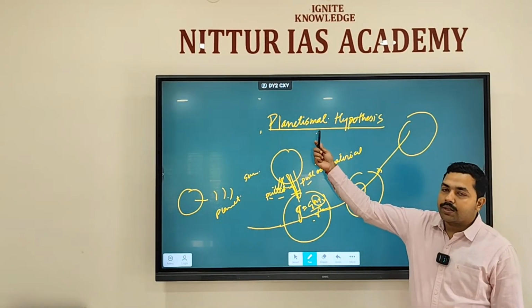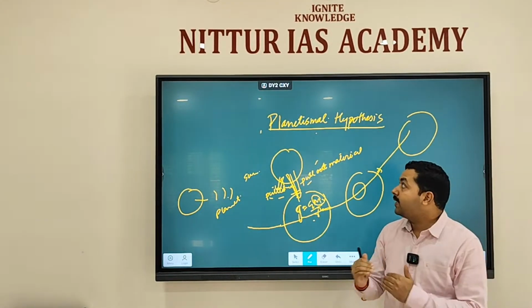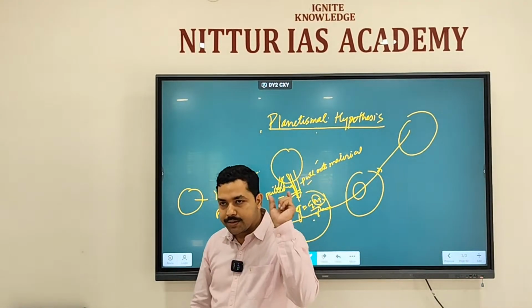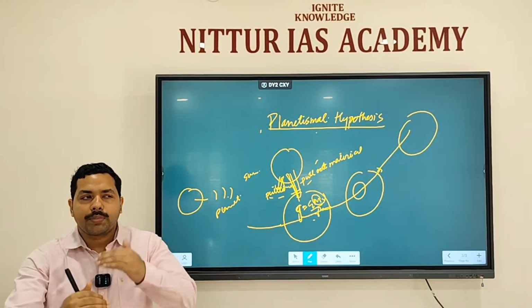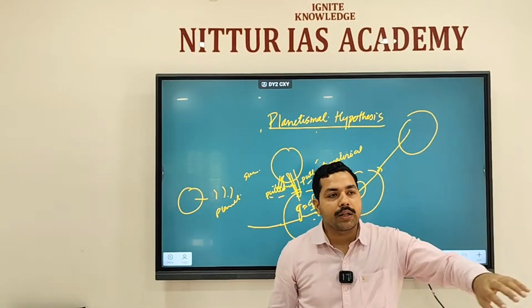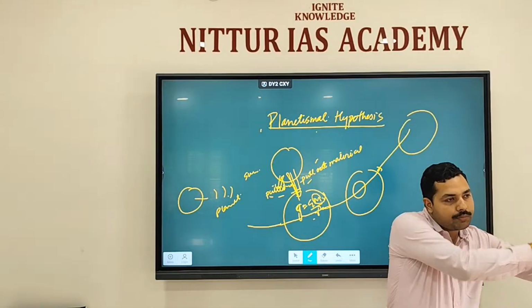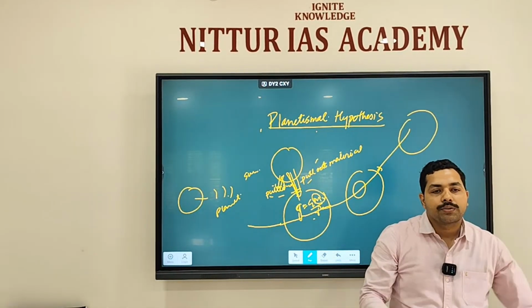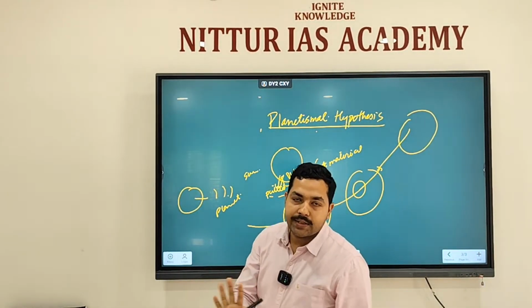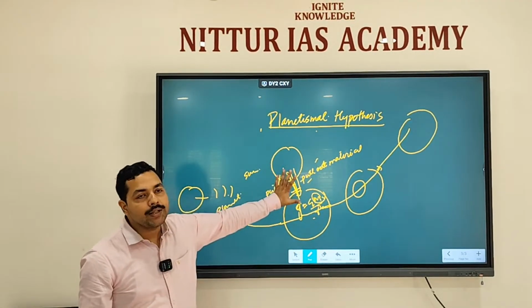And this theory is called the planetesimal theory. Planetesimal means layer by layer. So there is a layer by layer formation. One material comes out, another material comes out, another material comes out. This has led to the formation of things layer by layer. So this is what we call the planetesimal theory. Clear? Any doubt?